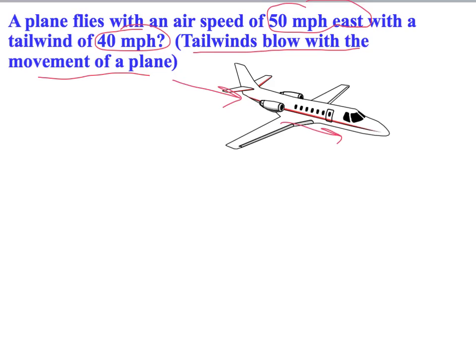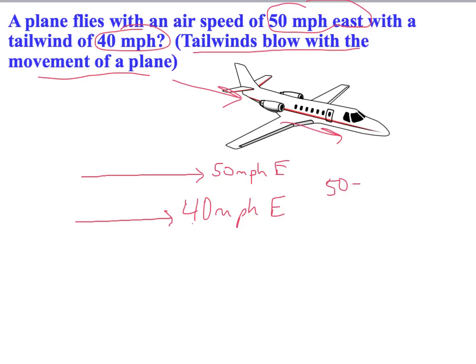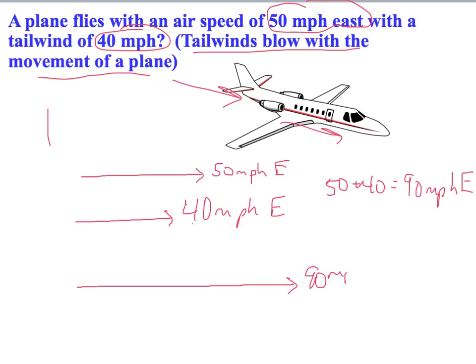So our airspeed vector is 50 miles per hour east, and our tailwind is 40 miles per hour east. So, since these are in the same direction, we would add them together and then draw our resultant vector. Okay, let's try another one.